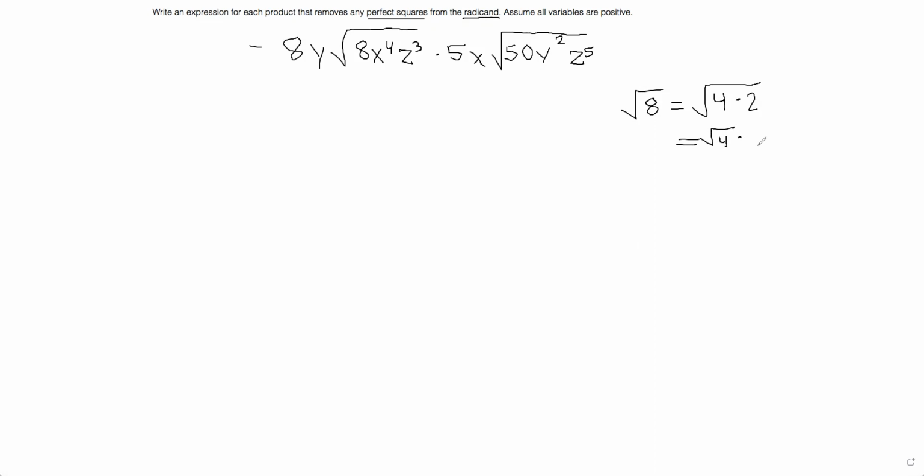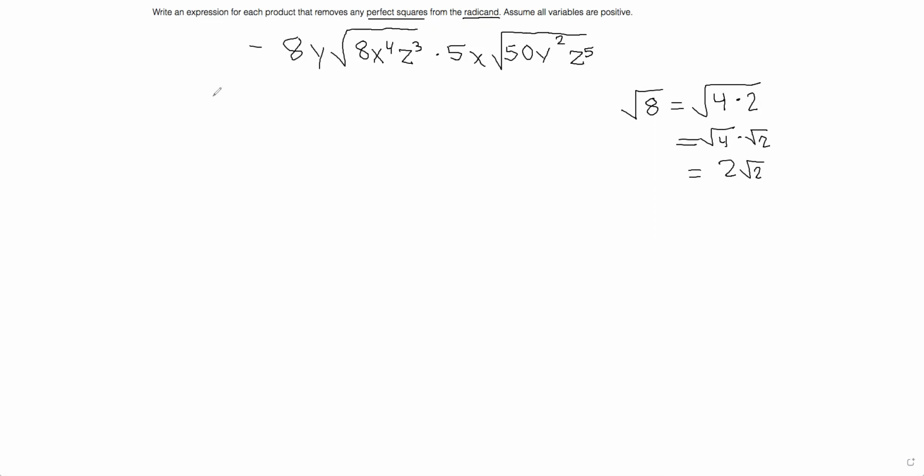2 is going to get its own radical as well. So that's what they mean by this. So we removed a perfect square from the radicand. 4 is a perfect square. We just removed that. And then we can simplify this to be 2 times square root of 2. So this is considered to be the fully simplified form of square root of 8.